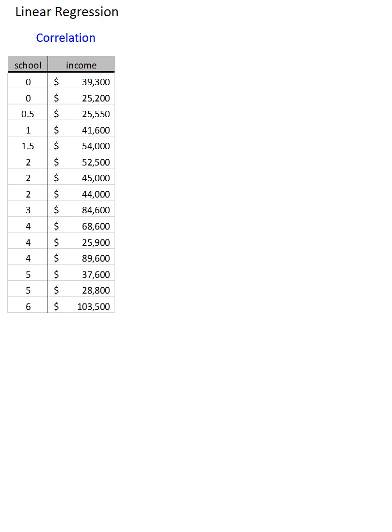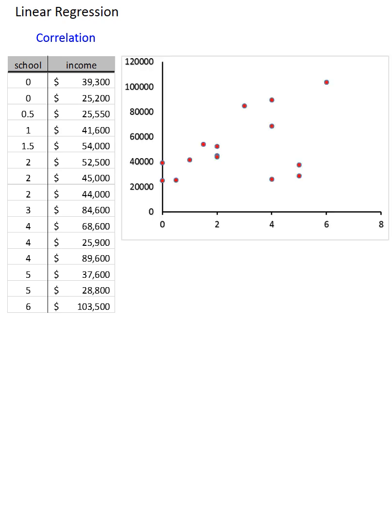This particular chart shows 15 individuals, and it shows the number of years of college they've attended and their annual income. And the question here is, is there a connection between college attendance and income? Here's the same data displayed in a scatter plot to make it easier to analyze.